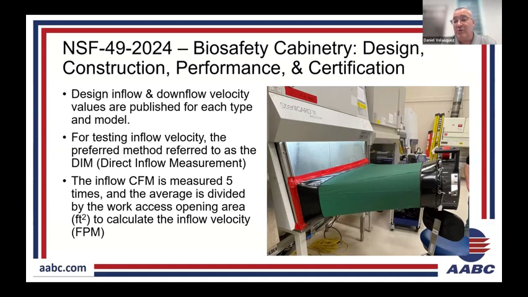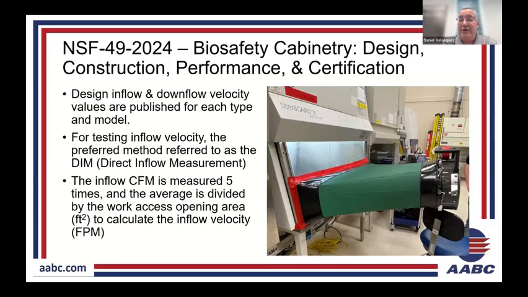They won't call it the flow hood. When you deal with certifiers, you'll hear the term DIM. It's the same thing. So you'll tape your hood on like that. You want the hood to fit, and you want the work access opening covered up or sealed off completely. You take 5 airflow readings to get an average CFM, and the manufacturer will give you the published work access opening area. You take your average CFM divided by the area, and that gives you the inflow velocity.